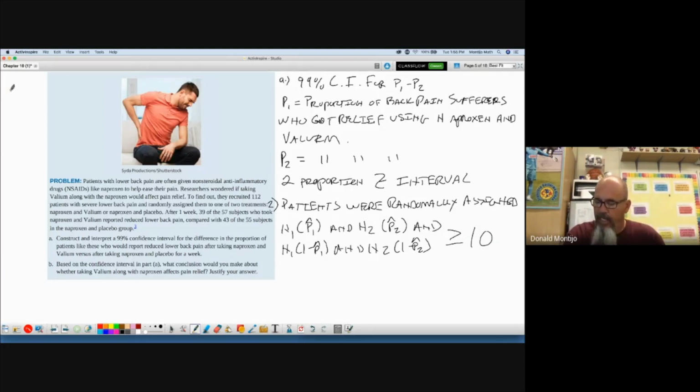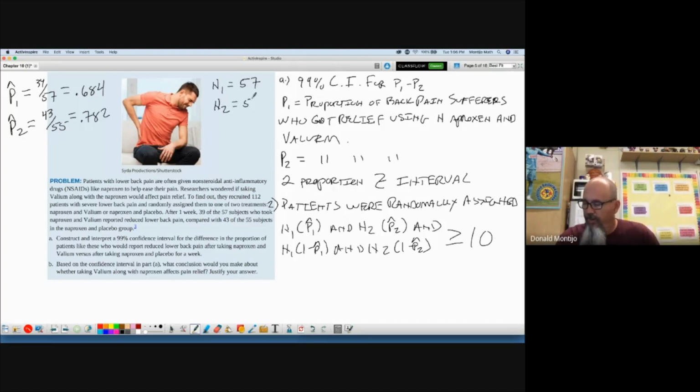Well, let's find out. What is p hat 1? Well, they told us that in the first sample, 39 of the 57, and in the second sample, 43 of the 55. So we're going to have to convert those to proportions. If we do that, we'll see that p hat 1 is 0.684 and p hat 2 is 0.782. So now I know that n1, in the first group, there were 57 subjects, and in n2, the second group, there were 55 subjects.